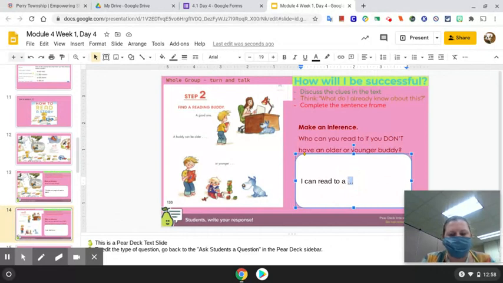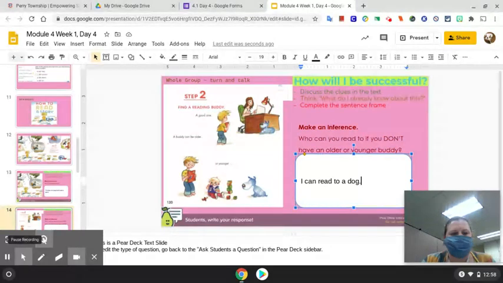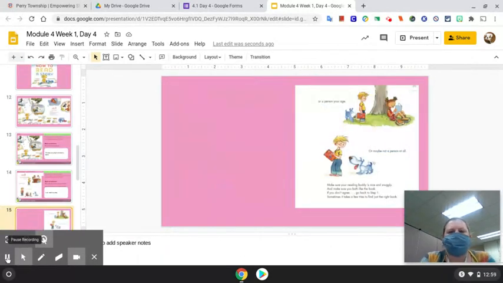The picture shows a dog, so I can read to a dog. What else do you think you could read to? I want you to pause the video and answer this question. Who can you read to if you don't have an older or younger buddy? Let's continue reading. Or a person your age, or maybe not a person at all.